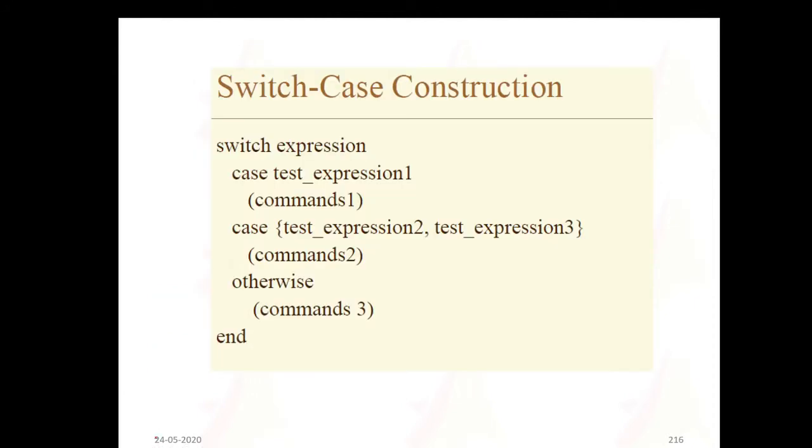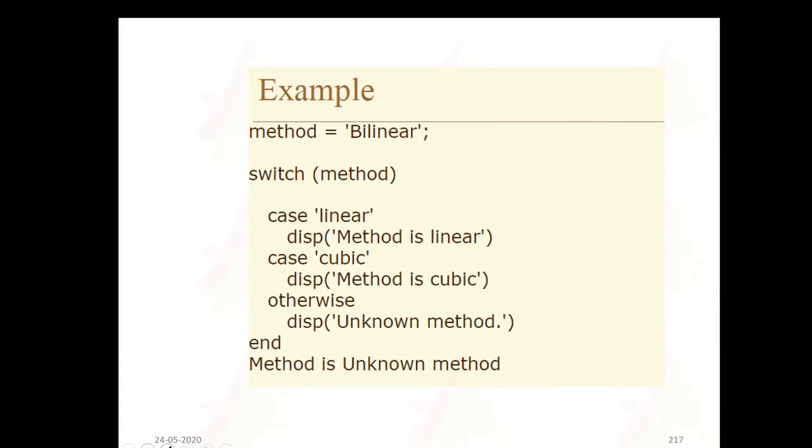Then finally we have the switch case construction. So what is the switch case construction? Switch, some expression we give here, and case test expressions 1, case 2, case 3, case 4. Finally we give the otherwise. For example, you can see the method you need is bilinear. This is the input you are going to give, or it may come from the previous subparts of the program or in subfunctions.